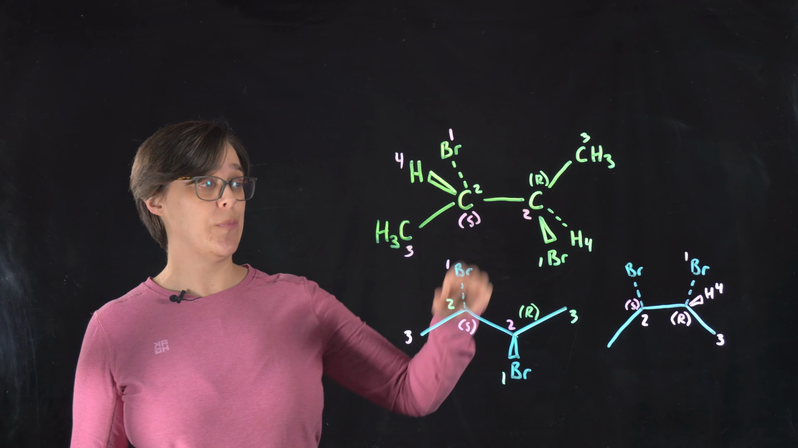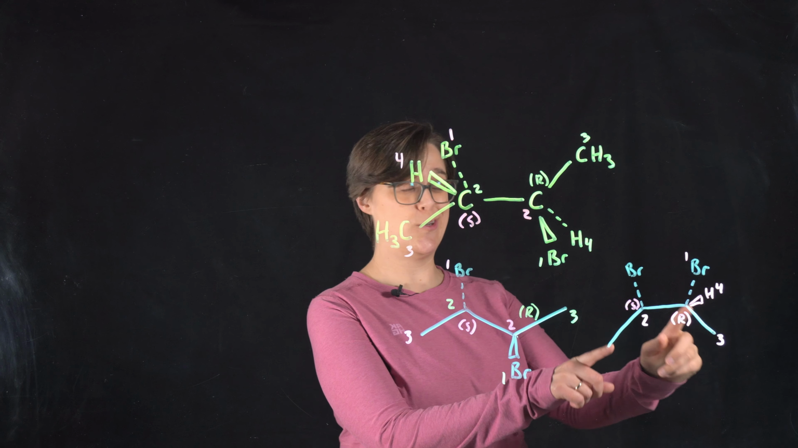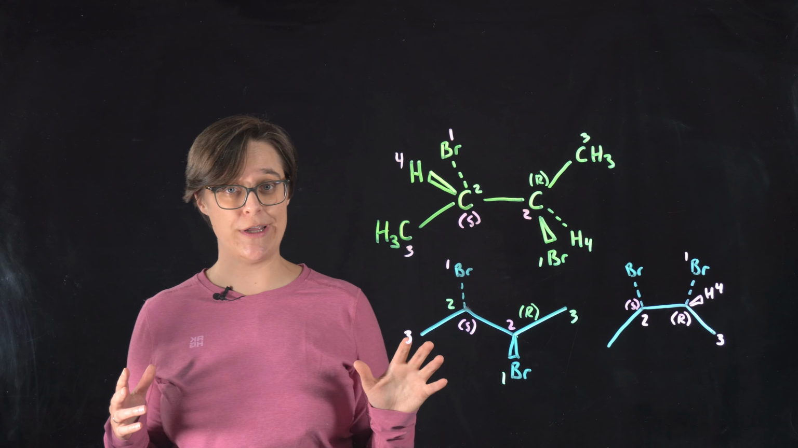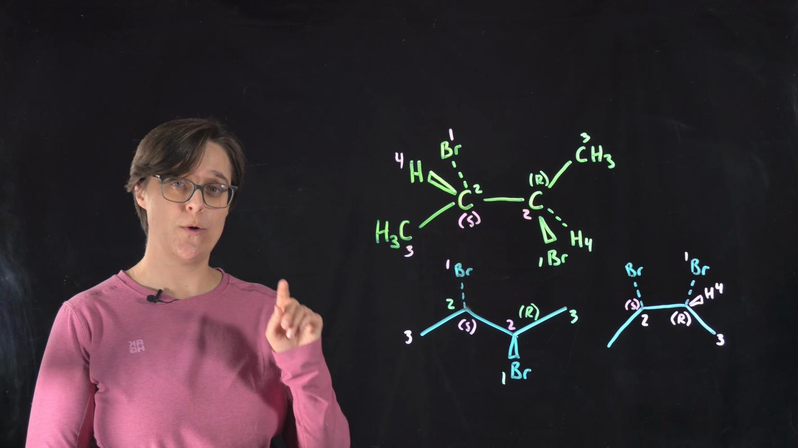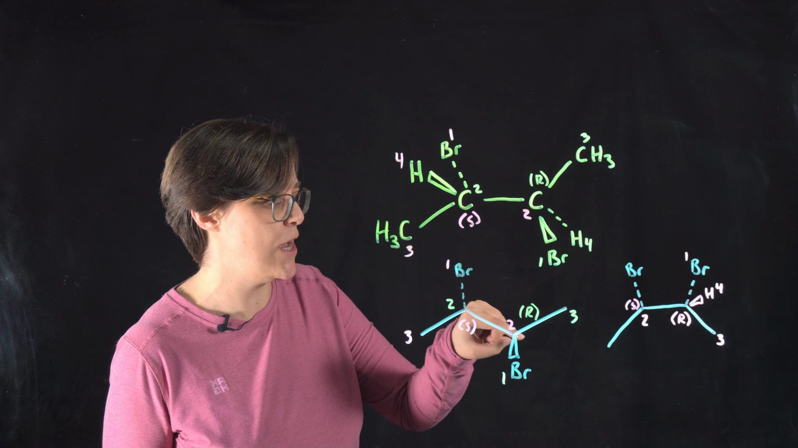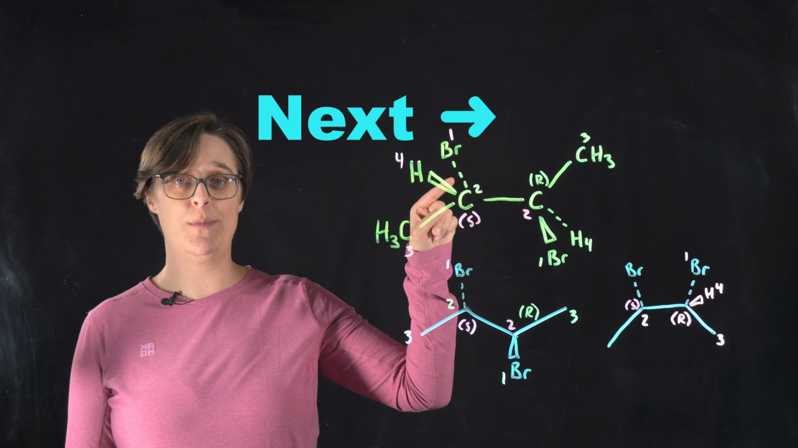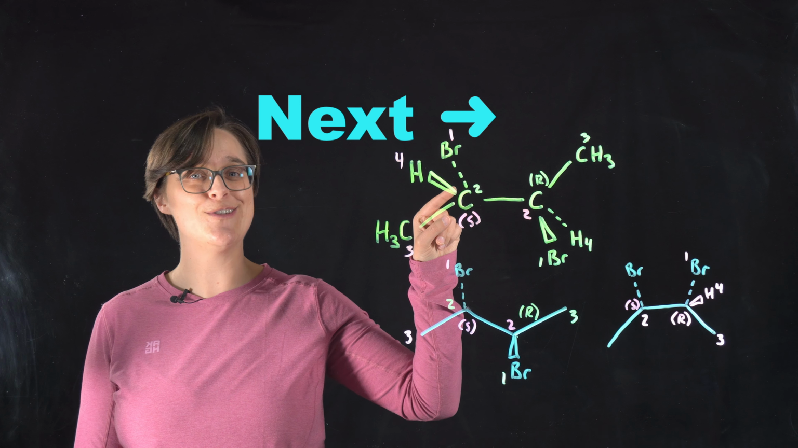But here's the problem. Even with all of these wedges and dashes, it can be really hard to see how close these CH3 groups actually are to each other. To show that, we need to change our perspectives. We need to draw a structure that looks down a specific carbon-carbon bond. That would be called a Newman projection. We're going to learn how to convert to those next.